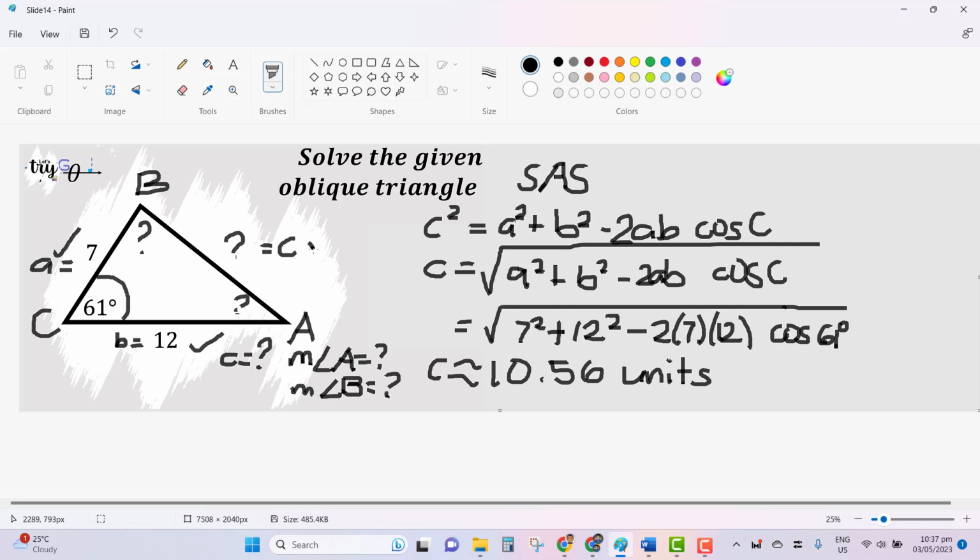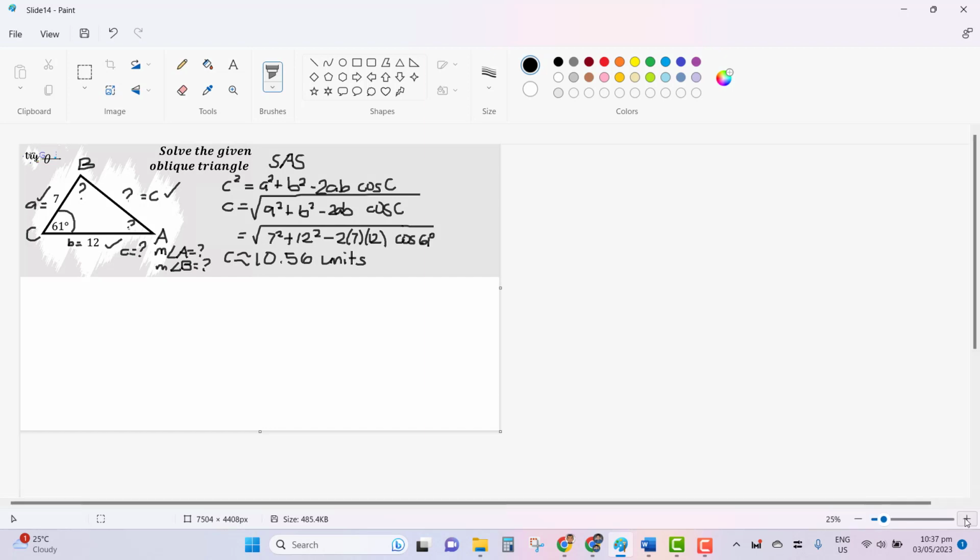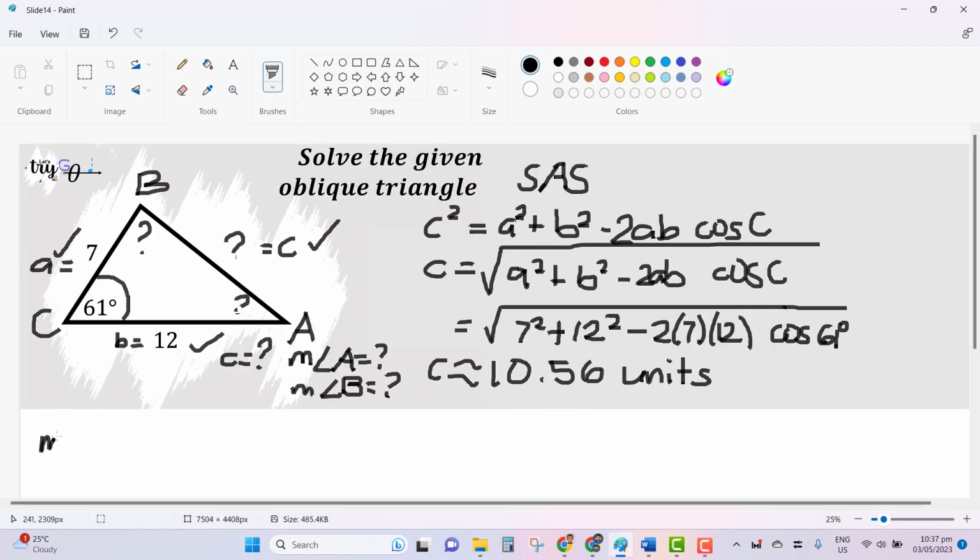That's for the first unknown. Let me try to increase the area here for the computation of the two angles. Let's start with the measurement of angle A. We also have a formula for this, which is actually taken from another version of this first formula, and we just simply derive it.